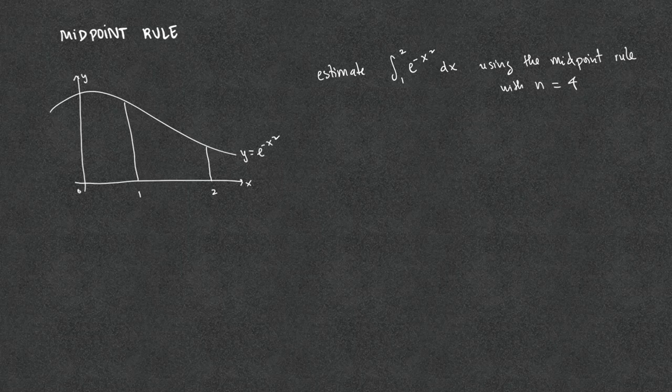Midpoint rule and sigma notation. Estimate the integral from x equals 1 to x equals 2 of e to the negative x squared dx using the midpoint rule with n equals 4.